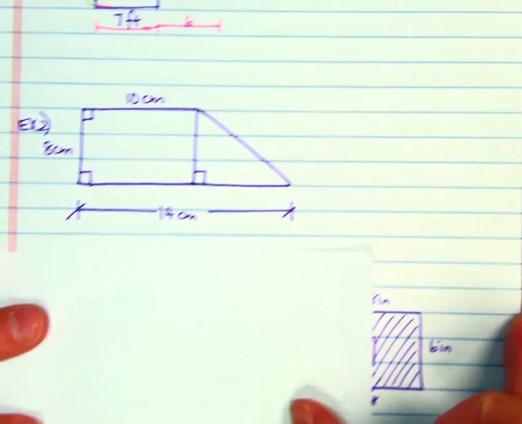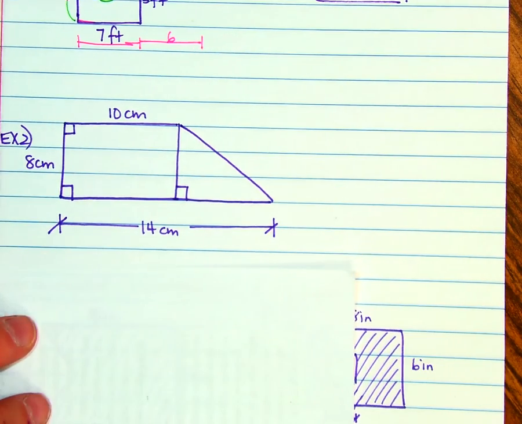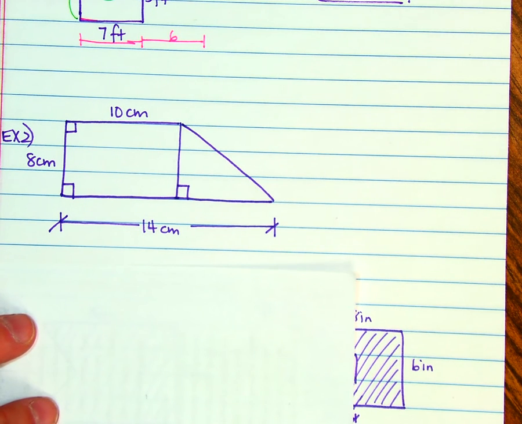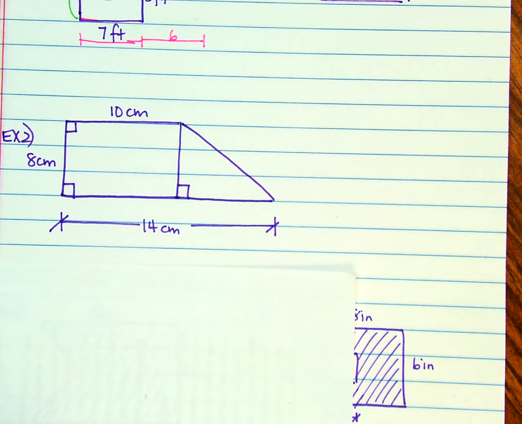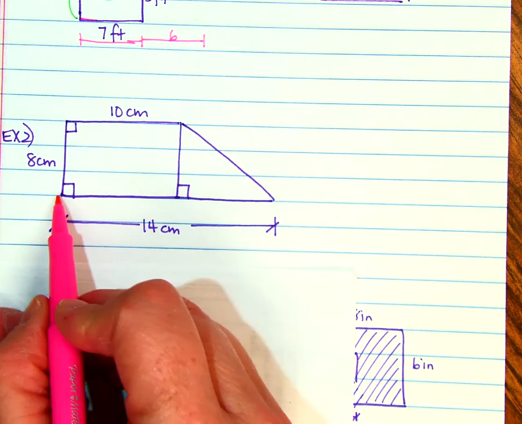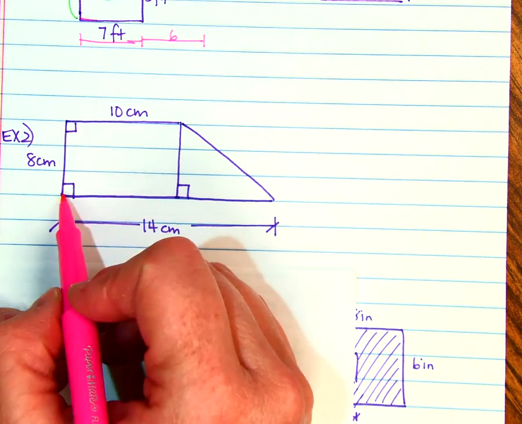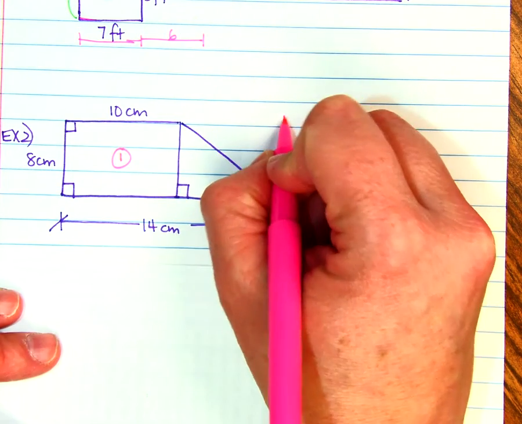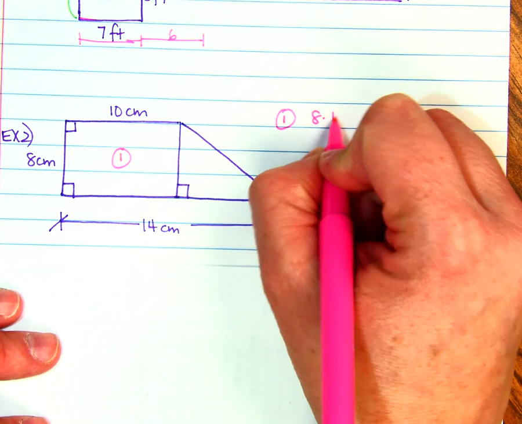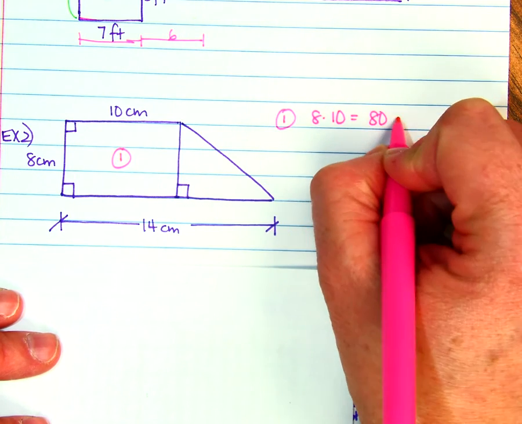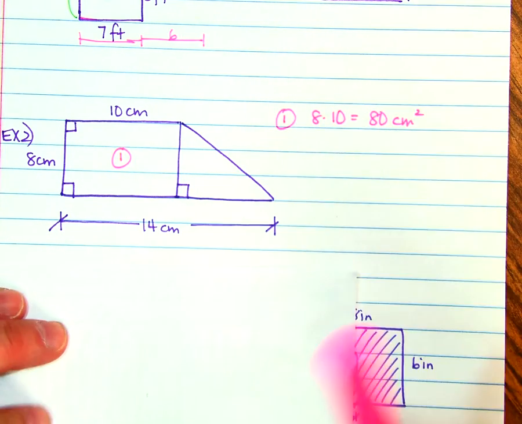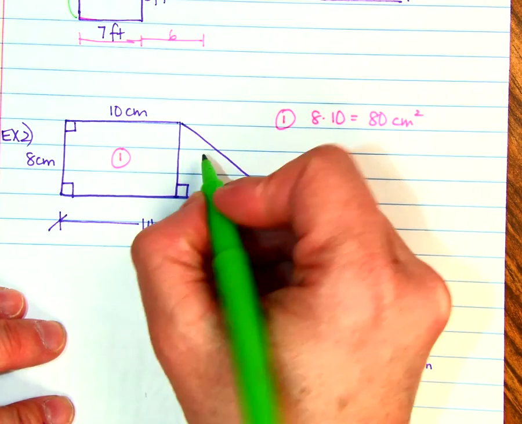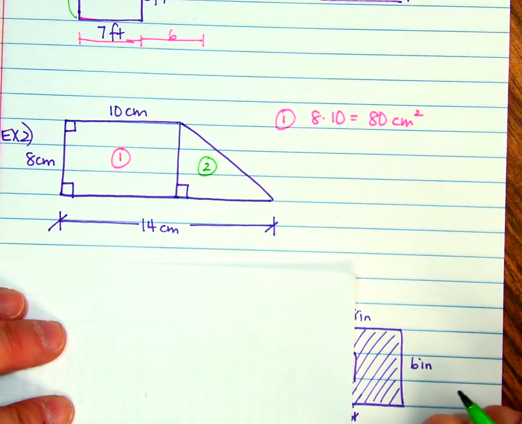Example 2, same idea. We do not have a formula for this, but I can clearly see in this one I have a rectangle and I have a triangle. So do I have enough to fill out this one? I have an 8 high, 10, so I do have enough here. So area 1, I'm going to say is 8 times 10, which gives me 80 centimeters squared. So then that makes this area 2.